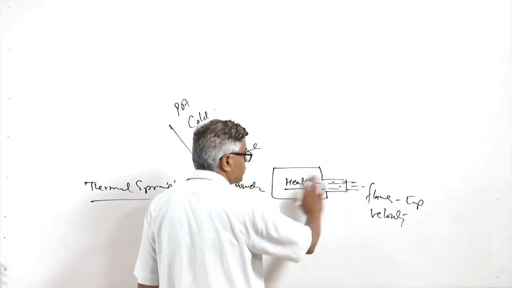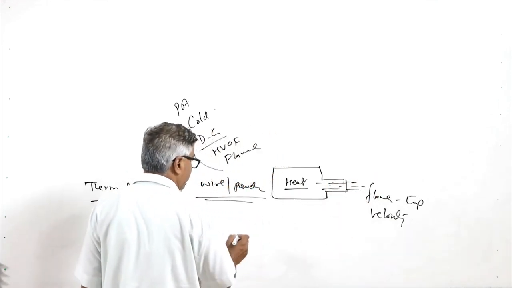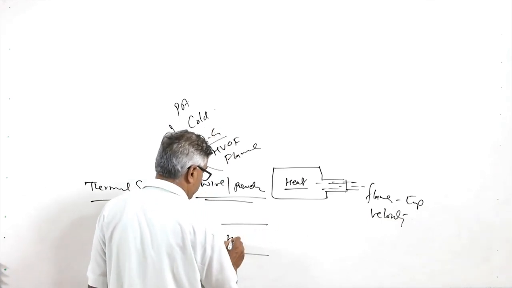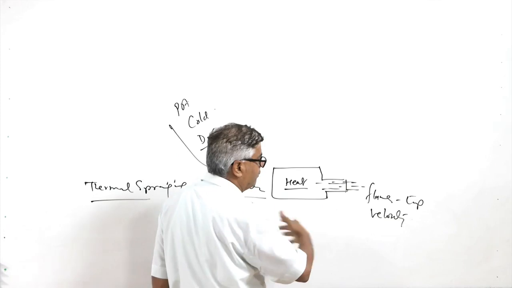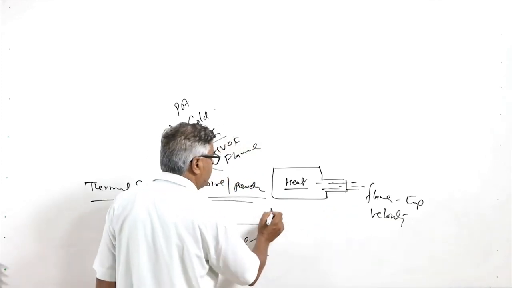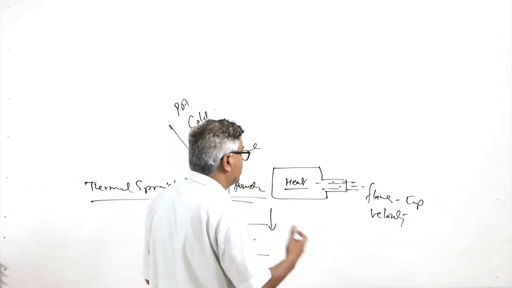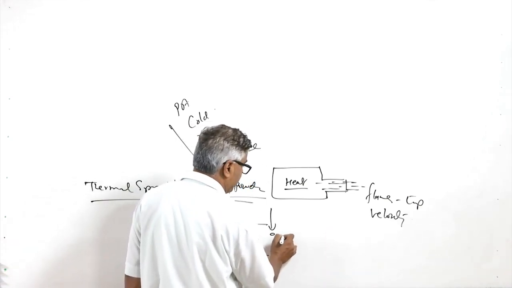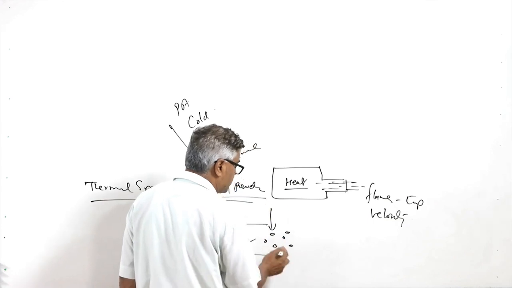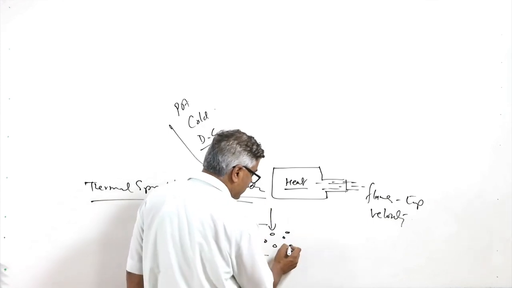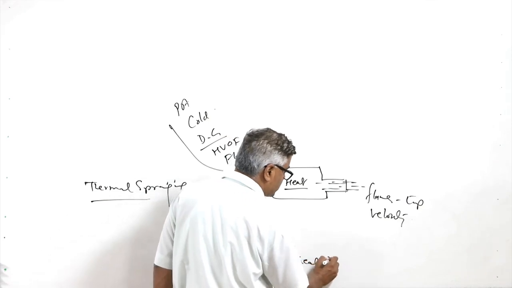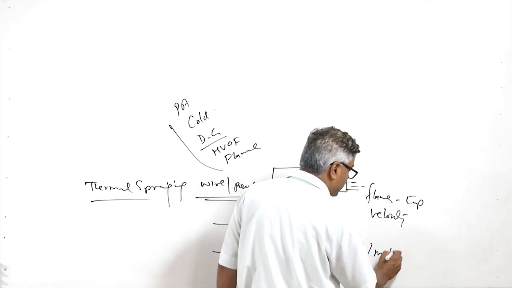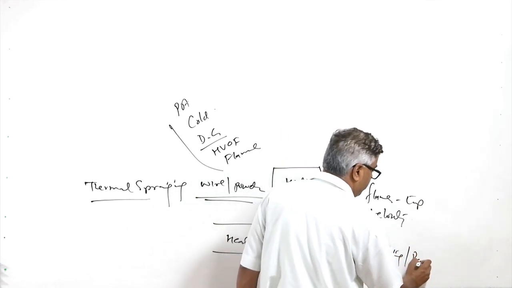What we do in most of these processes, conceptually they are the same: there is a heat source, in form of an arc or flame, and then into the heat source we introduce the powder, which is the material to be deposited over the surface of the substrate. When this material is introduced, it gets heated. Heating leads to two things. One is either softening, or it can lead to complete melting, or partial melting.